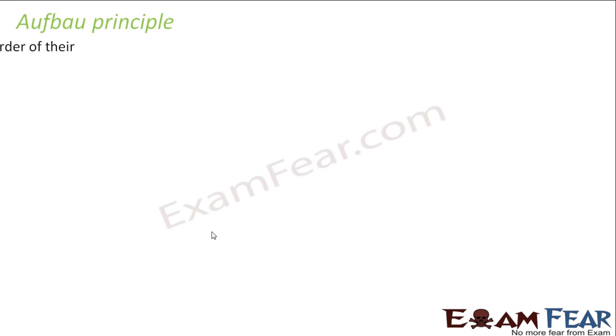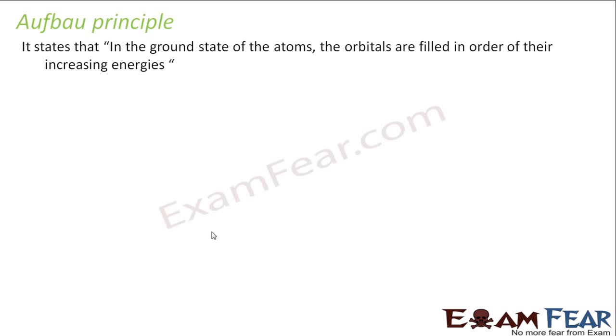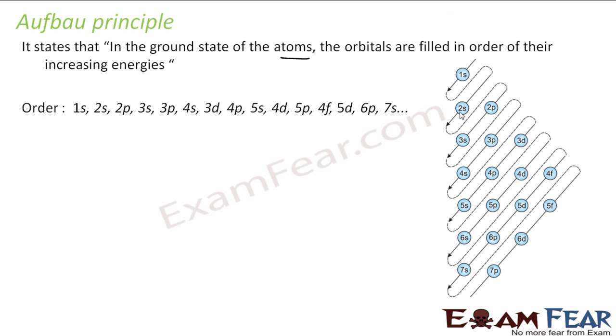If we talk about the Aufbau principle, the principle used to write the electronic configuration, it states that in the ground state of the atom, the orbitals are filled in the order of their increasing energies. We have seen that, and this is the order of increasing energy: 1s, 2s, 2p, 3s, 3p, 4s, 3d, 4p. So it is not simply following 1s, 2s, 2p, 3s. It has some order, and we have studied this in the above principle. Again, if you want to understand more about this, you can watch the previous videos where we explain the principle of filling of electrons.